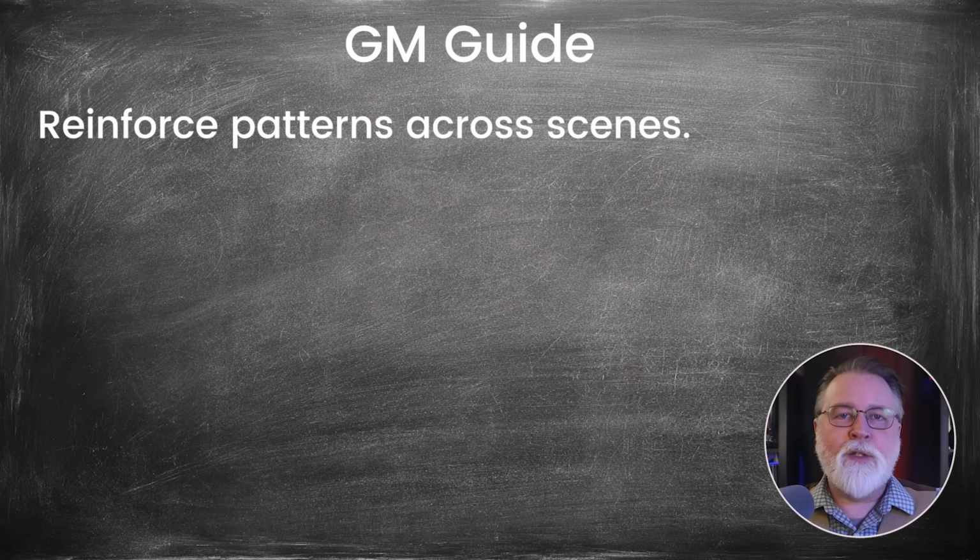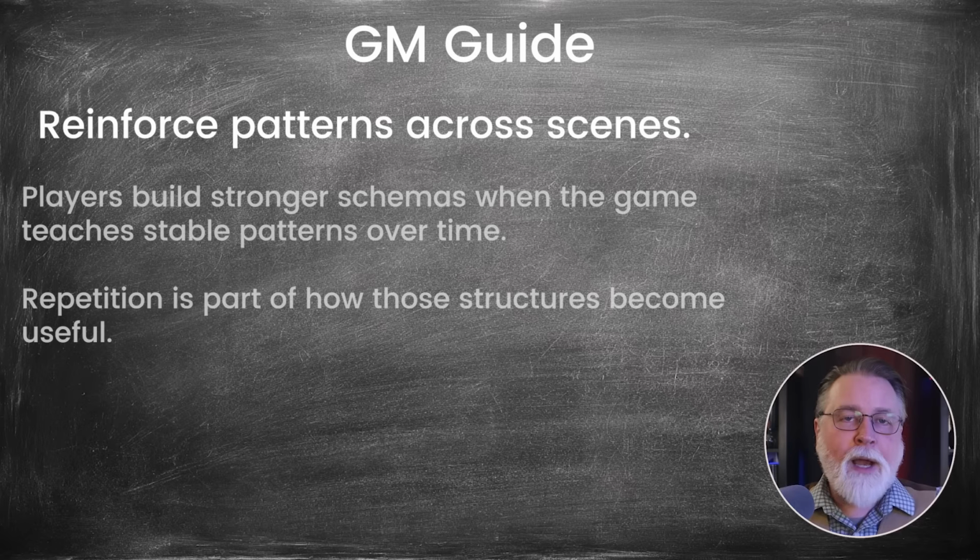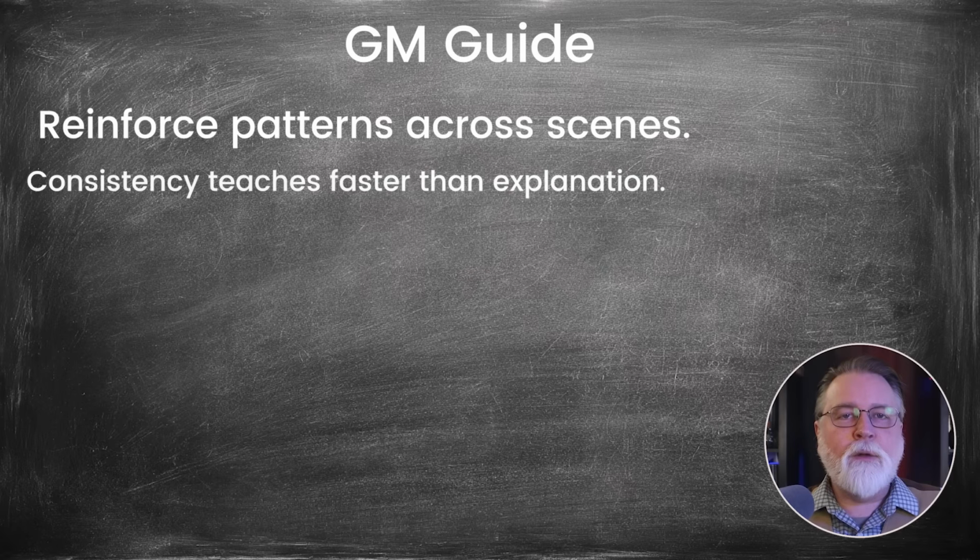Next, reinforce patterns across scenes. Players build stronger schemas when the game teaches stable patterns over time. Repetition is part of how those structures become useful. So if noble titles signal real political weight in your campaign, keep that true often enough that players learn it. If old shrines are usually places of memory and taboo, let that pattern recur. If faction symbols matter, let them matter repeatedly. One practical takeaway for game masters is that consistency teaches faster than explanation.